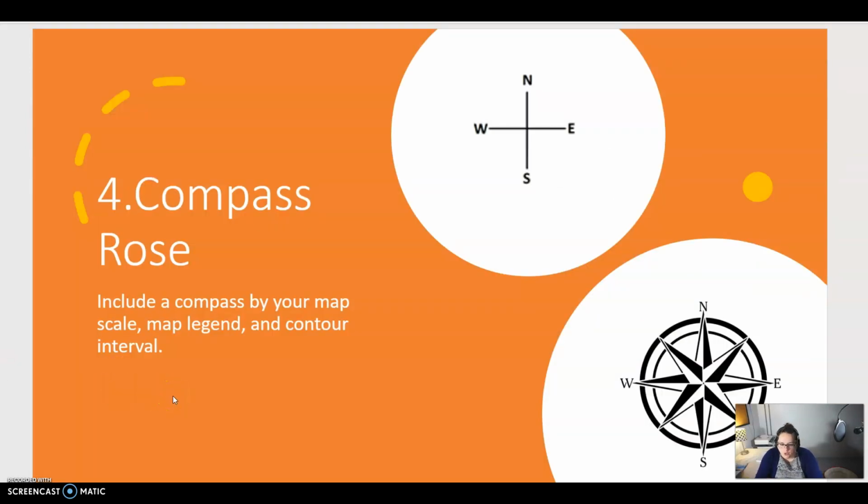Your compass rose, make sure you include a compass by your map scale, legend, and contour interval. And it could look as simple like this. You can make a little more detailed one if you'd like, but I at least want you to have a compass rose on your map.